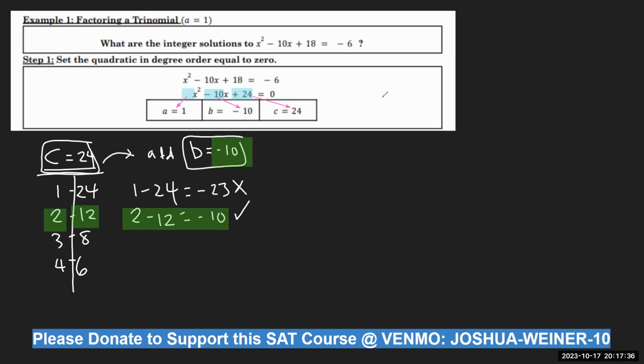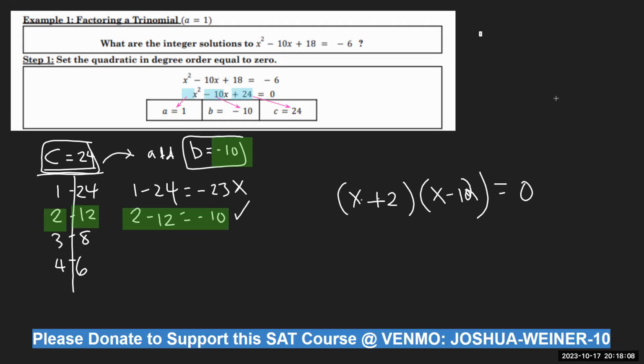So now we can set up the factor pair. We put up 2 parentheses. The first factor will be x plus 2, and the second factor will be x minus 10. And there we have the factored form for this trinomial, x squared, I'm sorry, that should be 12. x squared minus 10x plus 24.